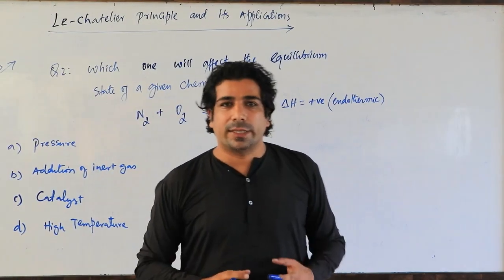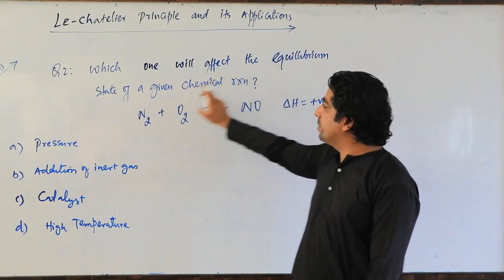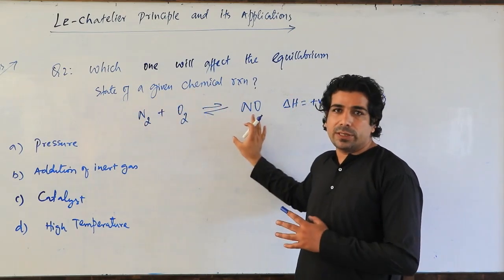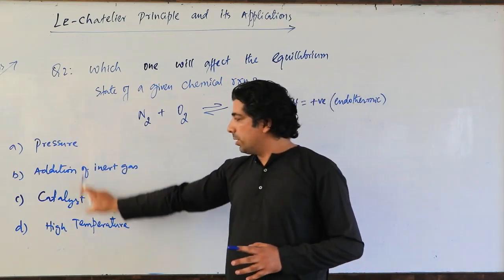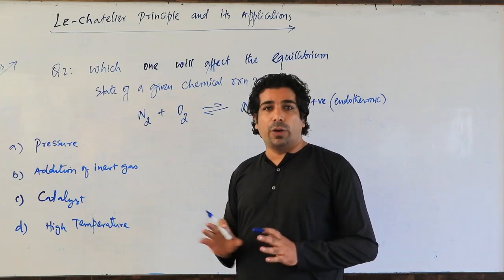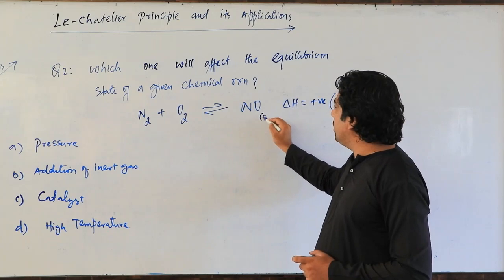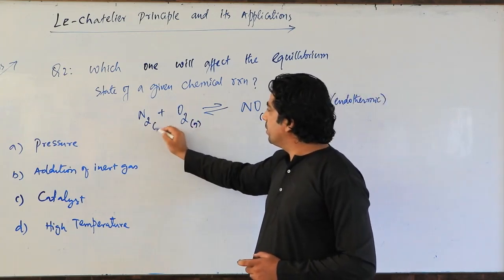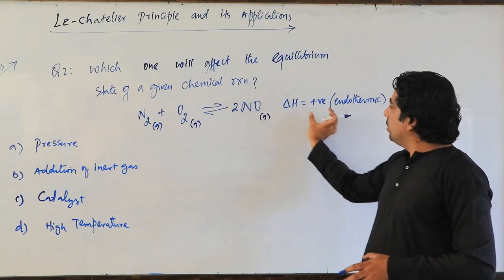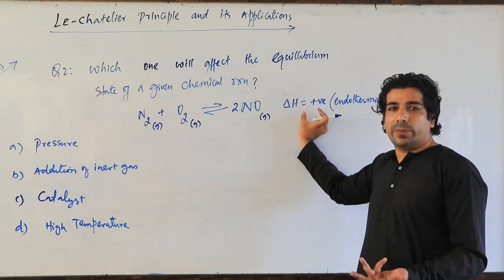Dear friends, let us understand question number 2, which is: which one will affect the equilibrium state of a given chemical reaction? So this is a chemical reaction with us. You have to see the factors, which one among the following will affect the chemical equilibrium of this reaction. So let's have a look. First of all, this is my chemical reaction and these are gaseous substances. And it has to be taken 2 times. Okay. In this chemical reaction, the forward reaction is endothermic. Then understand the backward reaction will be exothermic, my dear friends.